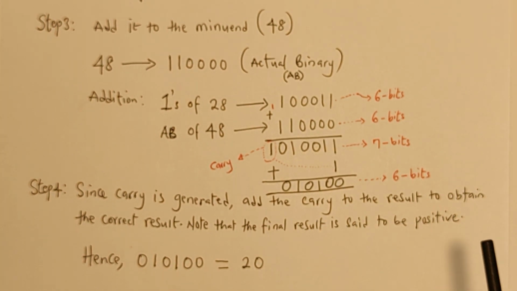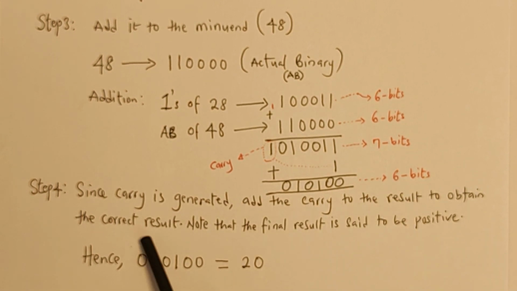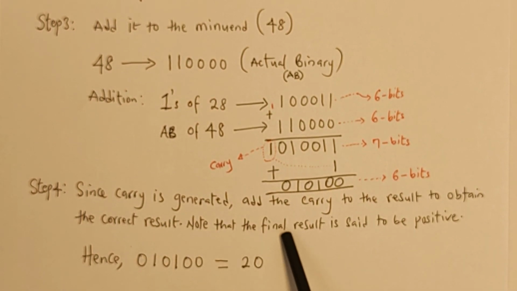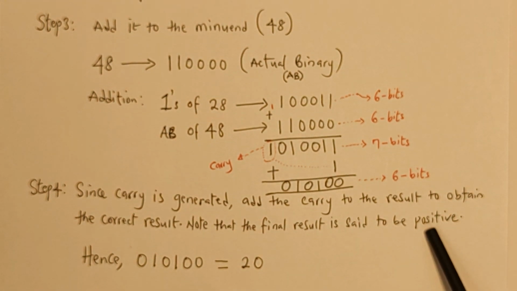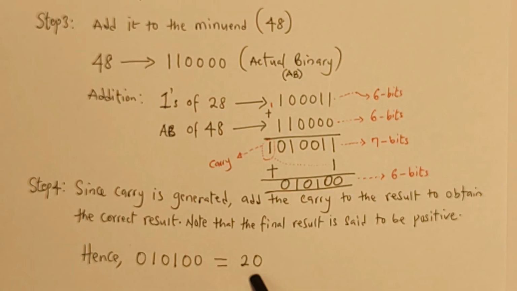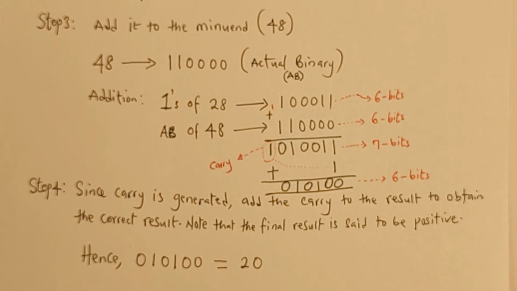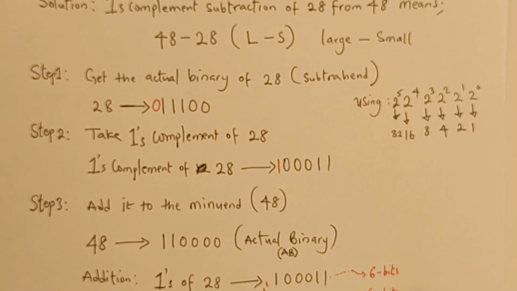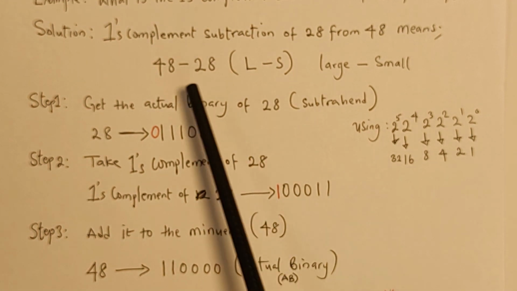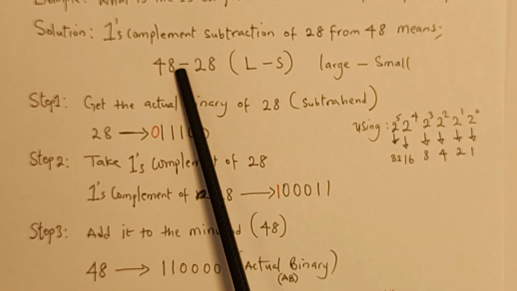This is pretty easy. Since carry is generated, we add the carry to the result to obtain the correct result. Note that the final result is positive. Each time carry is generated, we know it's going to give us a positive result. Now if you perform the direct operation on the decimal values, 48 minus 28, you get 20. That tells us that what we have done is correct.